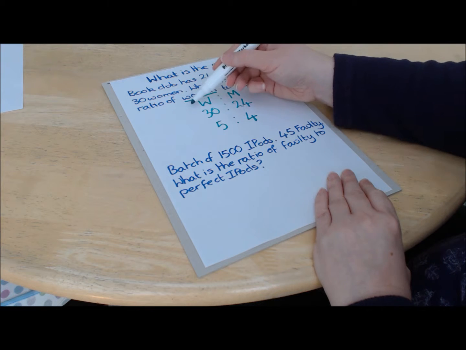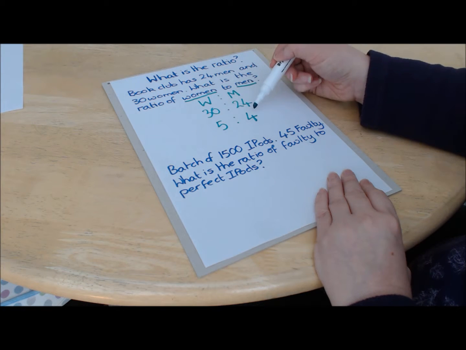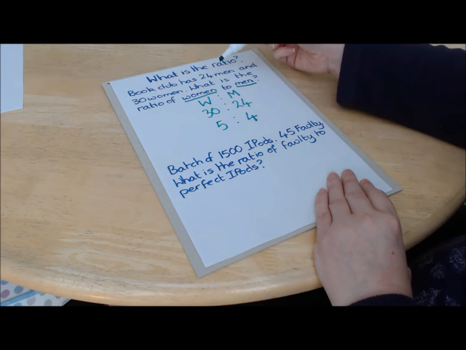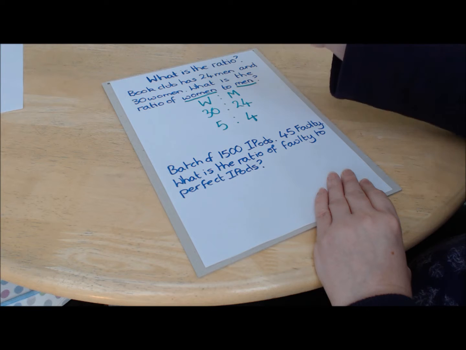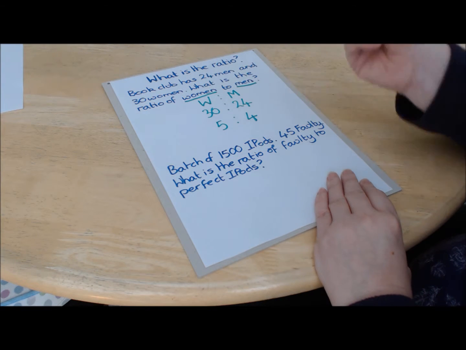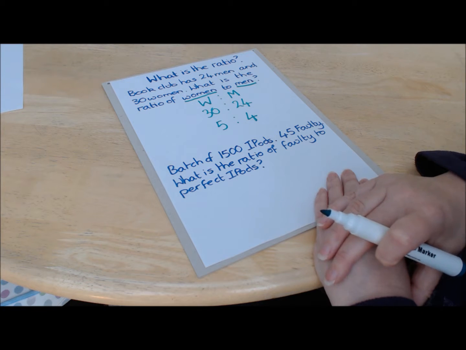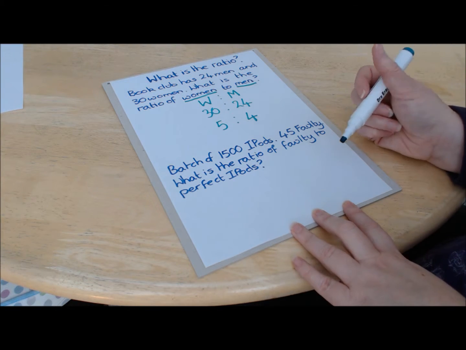Really crucial to do this first step to make sure that you get the ratio the right way round. Because notice in the question they had the numbers the other way round, but they wanted women to men. If you give them men to women, you won't get the marks because you won't have the correct answer there. So let's do one more like this.